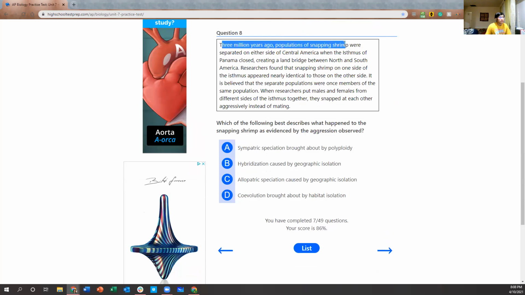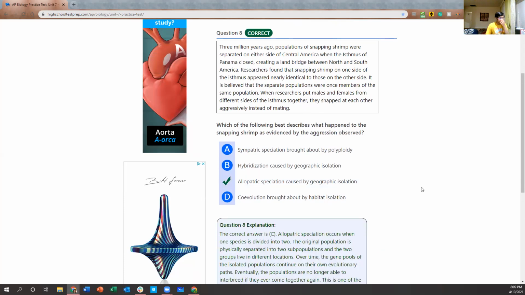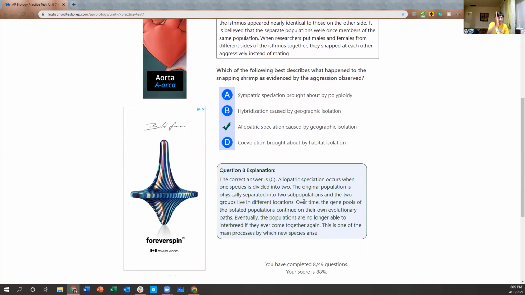3 million years ago, populations of snapping shrimp separated on either side. So this looks like geographic isolation, and that looks like allopatric speciation. Because they're snapping at each other instead of mating, they're not the same species, obviously. So it's likely allopatric speciation, because that has to do literally with when there's a geographic barrier.